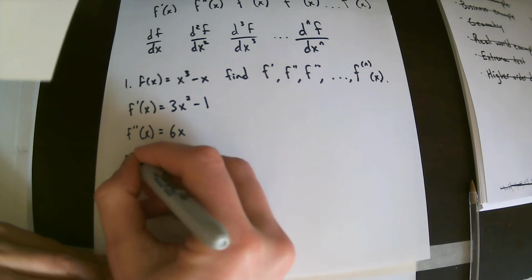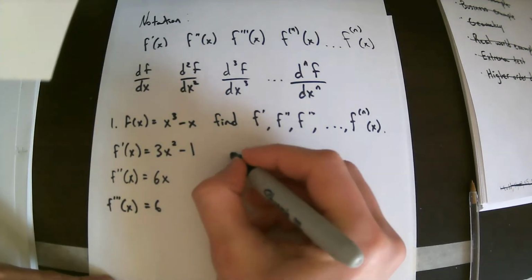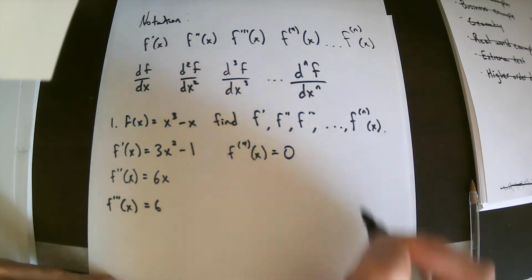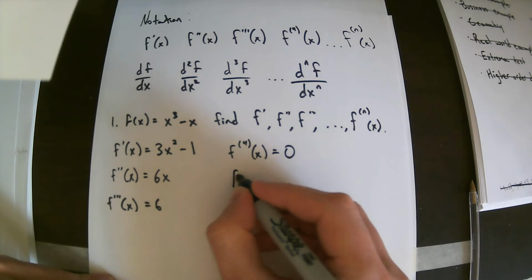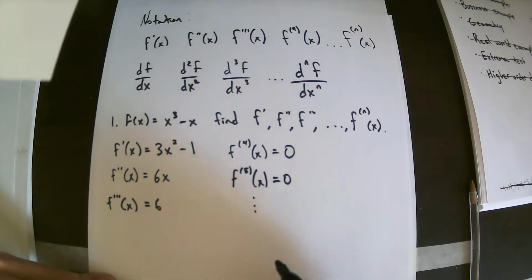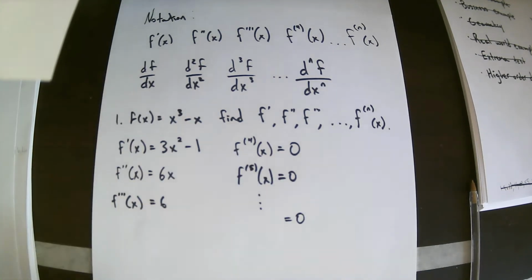Third derivative, it's just going to be 6. Fourth derivative, that's just going to be 0. In fact, what's the fifth derivative going to be? It's going to be 0. For the rest of the derivatives, past 4 and beyond, it's just going to be 0.